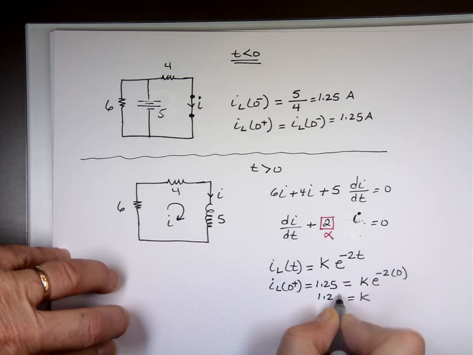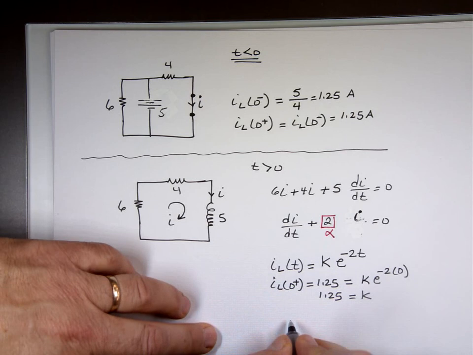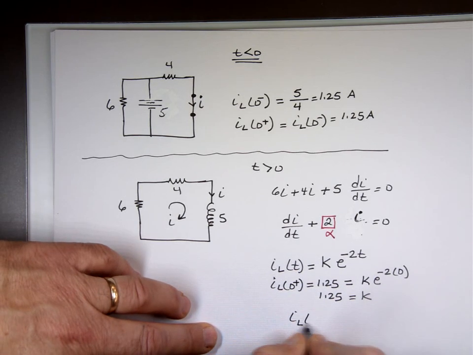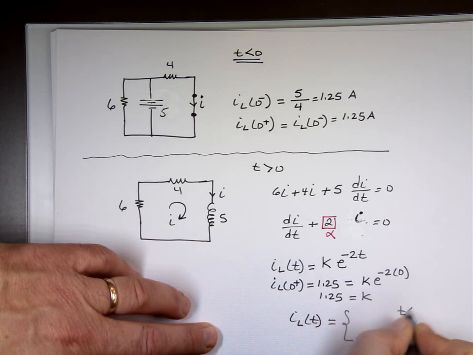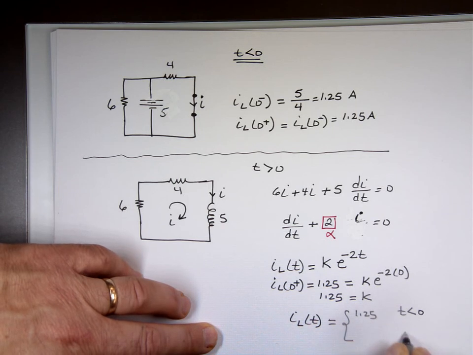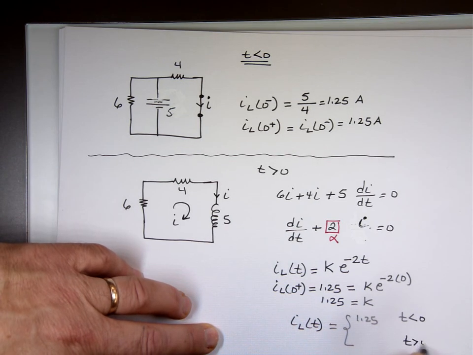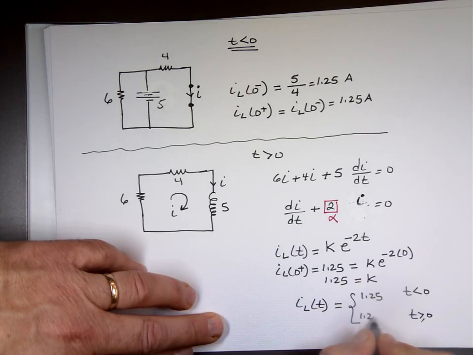So what is the current as a function of time? For t less than 0, it's 1.25 constant. For t greater than, or equal to, 0 is what? It's 1.25 e to the power of negative 2t.